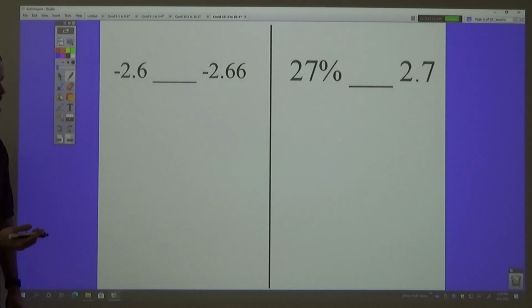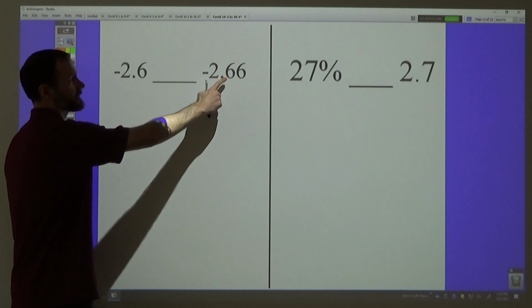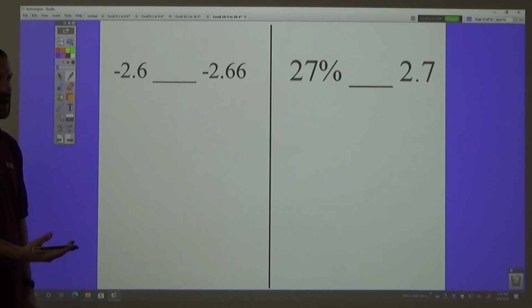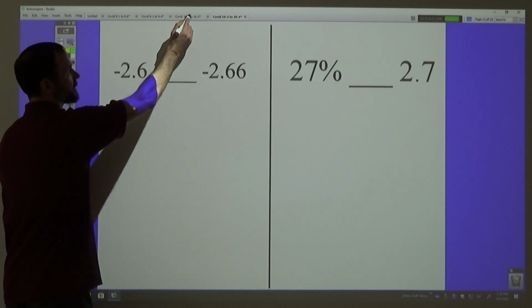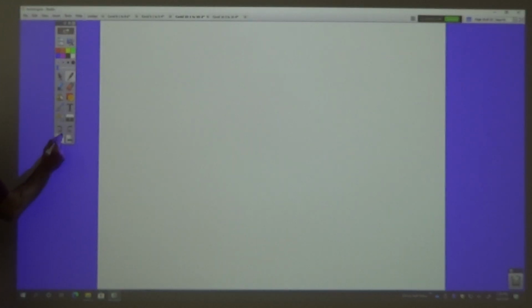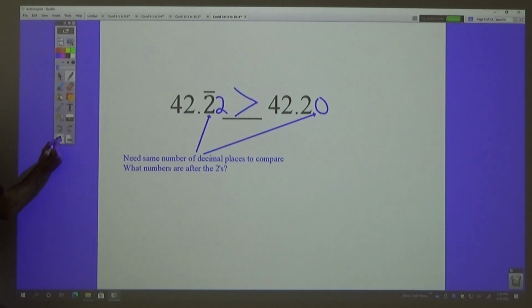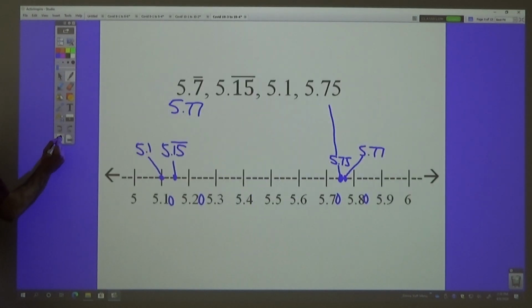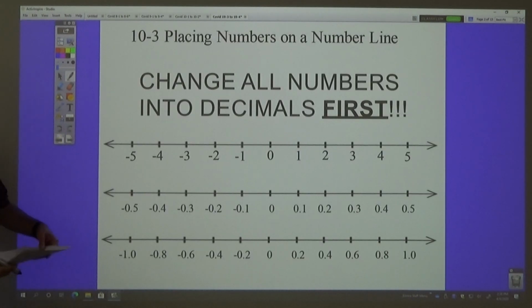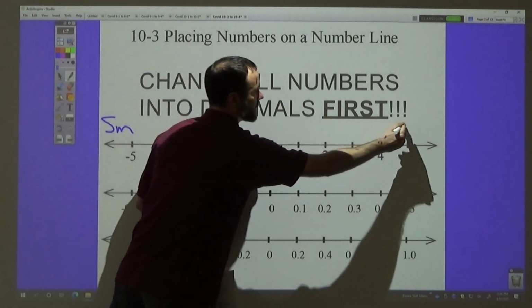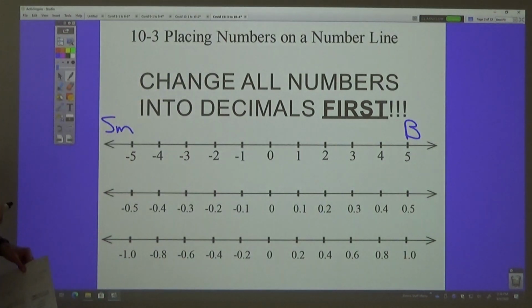Be careful with negatives. Negative 2.6 and negative 2.66. The more negative a number is, the farther away it is from 0 on the number line, the smaller it actually is. I'm going to go back to the last lesson for a second. When we take a look at a number line, the more a number goes to the left, the smaller it actually is. Your smallest numbers are here, your biggest numbers are here. So keep that in mind.